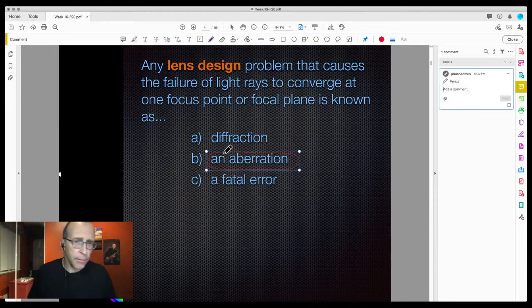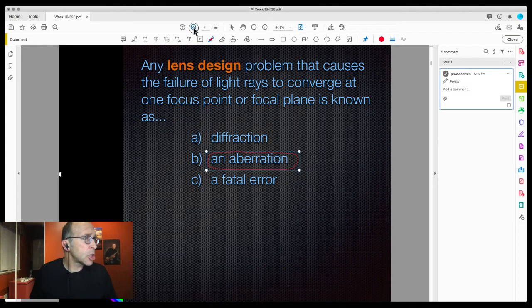Boom. It has nothing to do with diffraction. Diffraction is something completely different. Diffraction has to do with the aperture, and there's nothing lens designers can do to change the effects of the aperture. Diffraction is going to happen. It's just a matter of physics. There's nothing they can do about it.